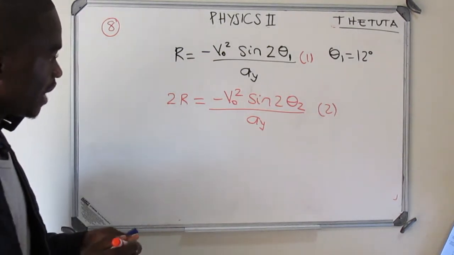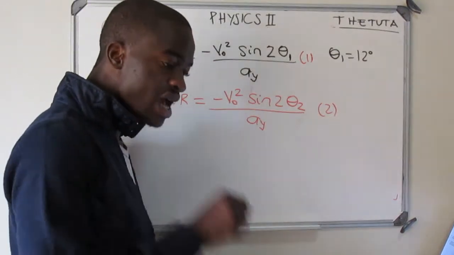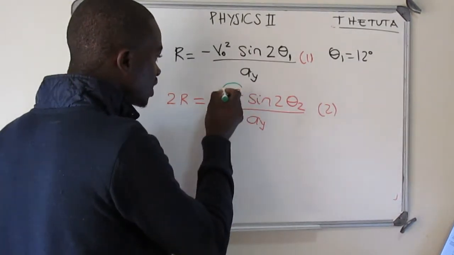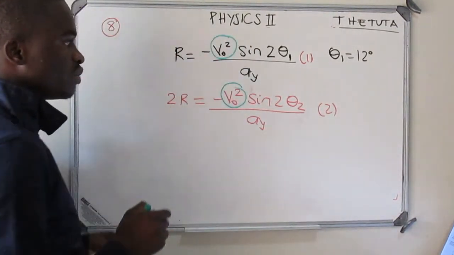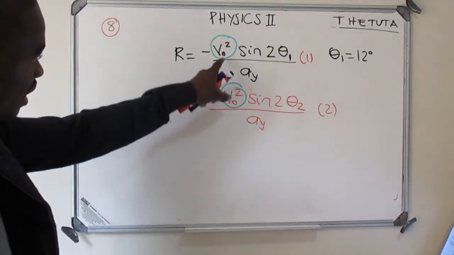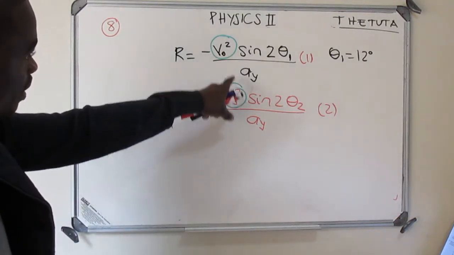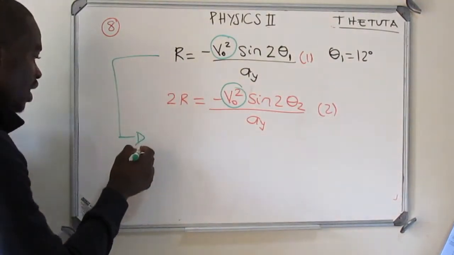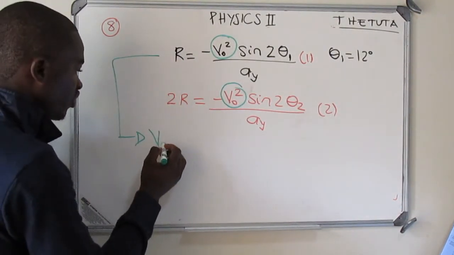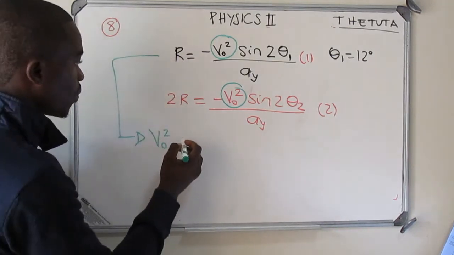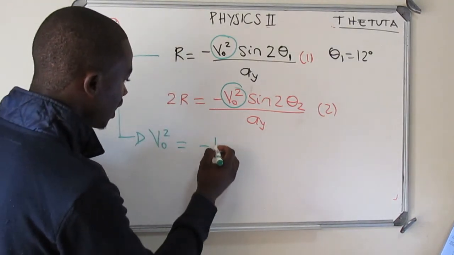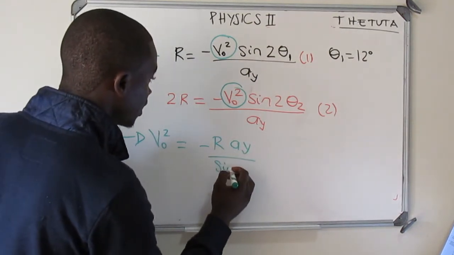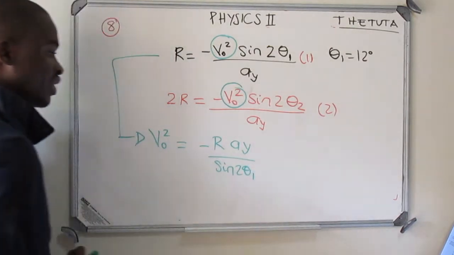Okay? And automatically, what did they say? They said the initial velocity didn't change, which means this remained constant in both cases. So we're going to make the velocity the subject of the formula. So we're going to equate the two. If you apply mathematics, V initial in that case is going to be equal to minus R a_y squared divided by sine of 2 times the first angle.